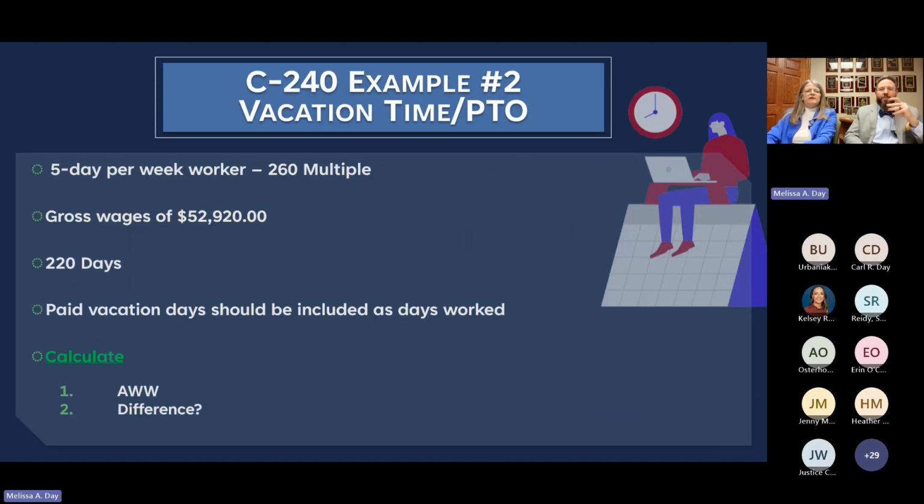What we'd like you to do now is look at example number 2. He's once again tagged as a 5-day worker on page 1. You'll see that under section 3, he's paid hourly. Question 4, he's tagged as a 5-day worker. Gross wages are the same, $52,920, 220 days worked, right? But now what we're going to do is identify that some of those days had earned income but no days worked, and we're going to assign days to those.